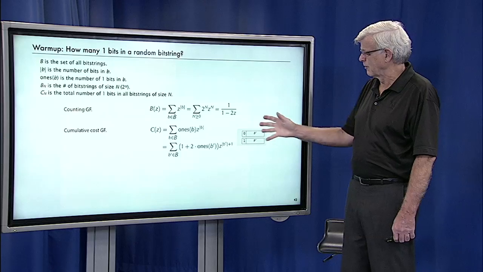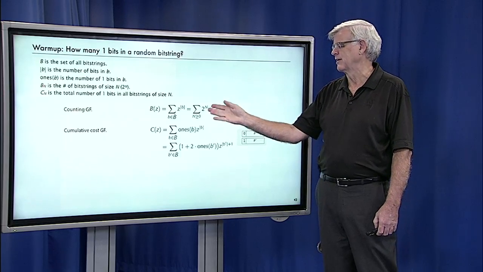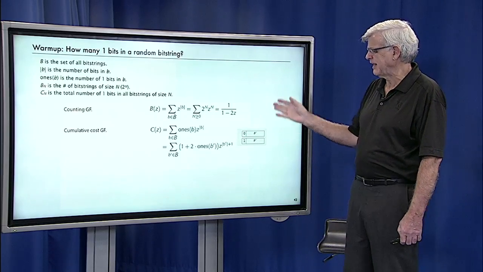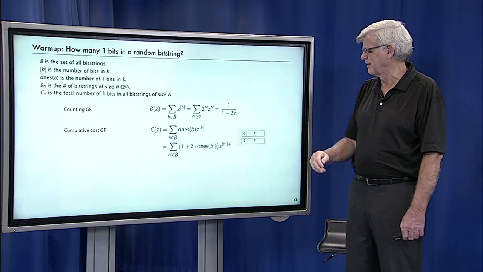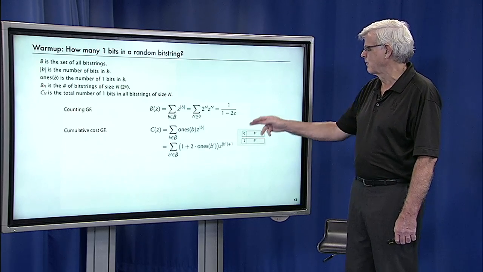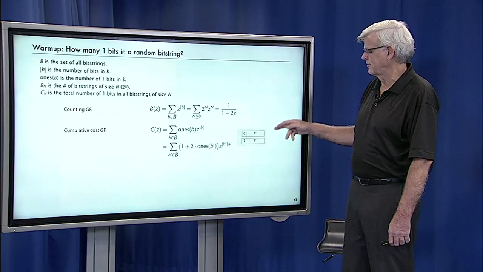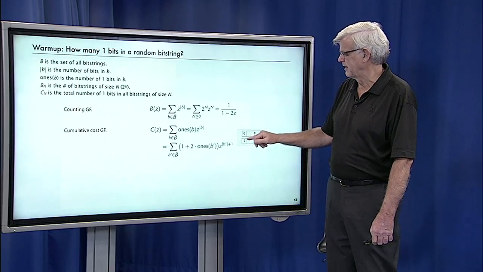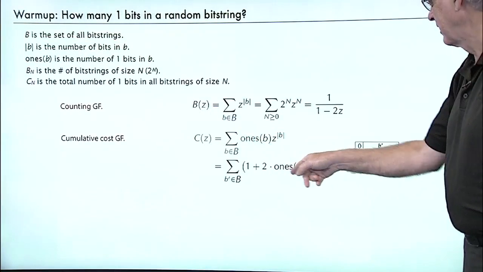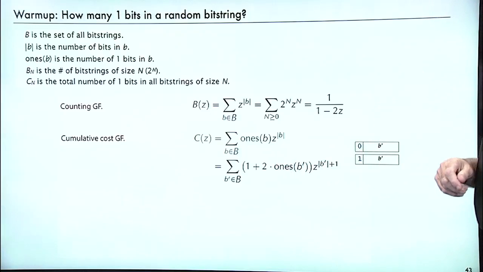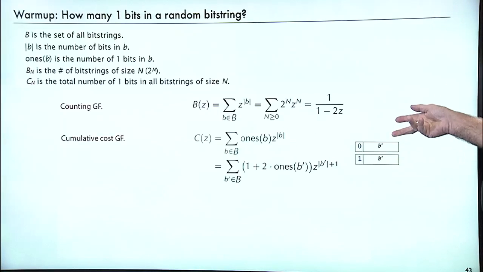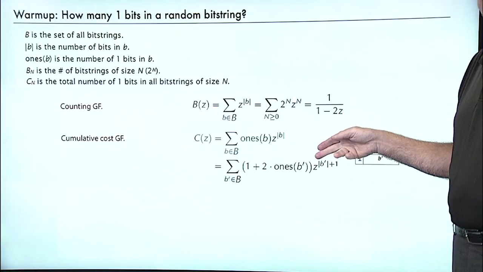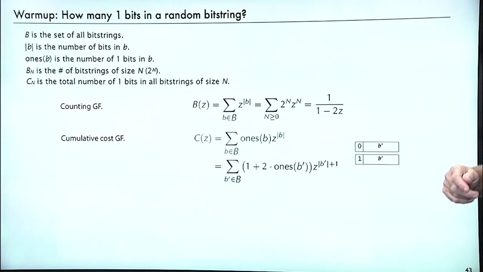So for all bit strings, the number of 1s is going to be equal to the following. For all bit strings, you could put a 0 or a 1 in the front, and that'll give you all possible bit strings. In this whole set of bit strings, there's one 1 bit, plus there's however many 1 bits there are in the bit string B prime, and that's summed over all B prime. And we had the length of B is the length of B prime plus 1. So again, that recursive description immediately gives that formula for the accumulated cost GF.